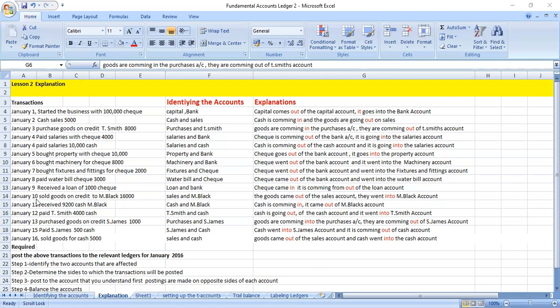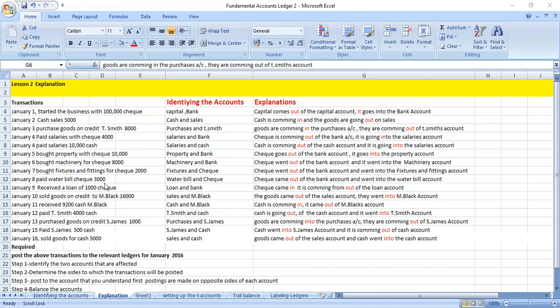January 10, sold goods on credit to M Black. Two accounts affected are sales and M Black, right? The goods came out of the sales account and they went into M Black's account, right? Goods came out of the sales account and they went into M Black's account.